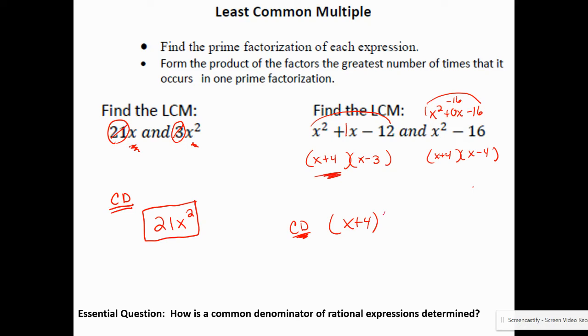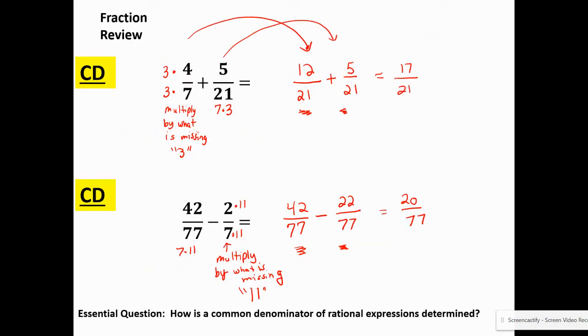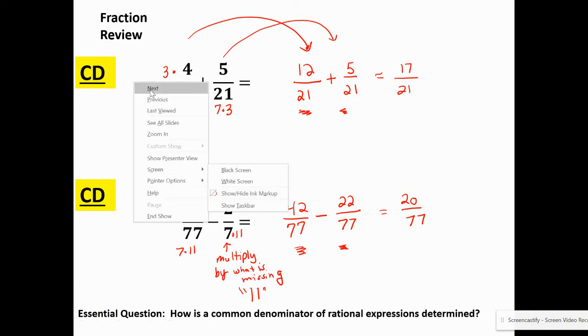Okay, x plus 4, 1 of everything, x minus 3. I already have the x plus 4, so I just need x minus 3. All of this would be what's called our common denominator. So we factor and we take 1 of everything, just like we factored here, right? The 7 and the 3, and we needed 1 of everything. The 7 and the 3 is the 21. That's the common denominator. Okay? All right. Let's get started.